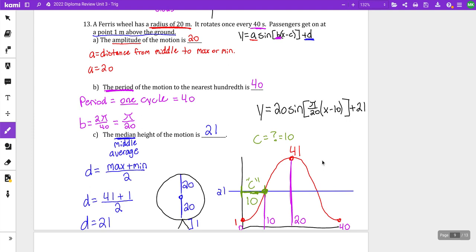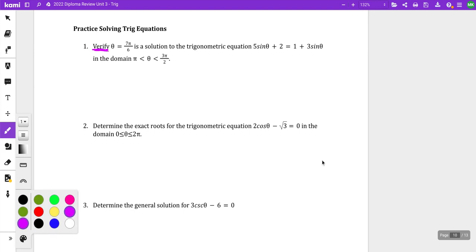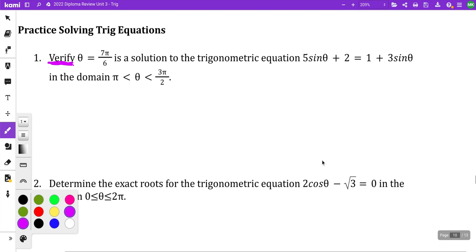Okay. Let's do some trig identities and trig equations. So we're going to solve trig equations now, or prove trig equations. First one says verify that theta equals 7 pi over 6 is a solution to the trigonometric equation in the domain pi is less than theta, less than 3 pi over 2. Perfect. Verifying. If you get a verify question, that's like gold to you. Verify means just put this into this and check left side, right side. Make sure they equal each other.